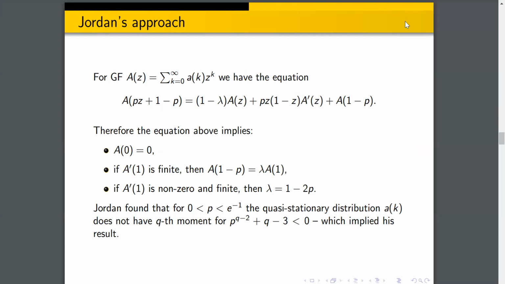And basically what Jordan did from then on was to show that this quasi-stationary distribution has the cube moment or hasn't the cube moment. And depending on for which values of q it has the moment or not, this implied whether the tail was heavier or lighter, and that the limit really existed, tended to 0, tended to infinity. And that, of course, implied his result.